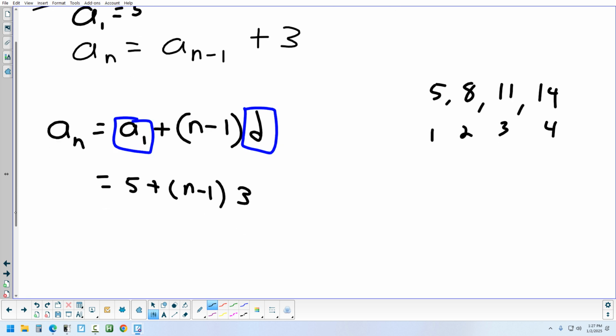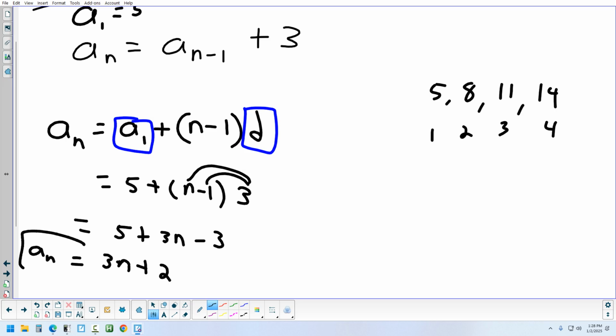Let's do that out, and then we'll check it and see if it works. All right. 3 times n gives me 3n. 3 times negative 1? Negative 3. What's 5 minus 3? 3n plus 2.